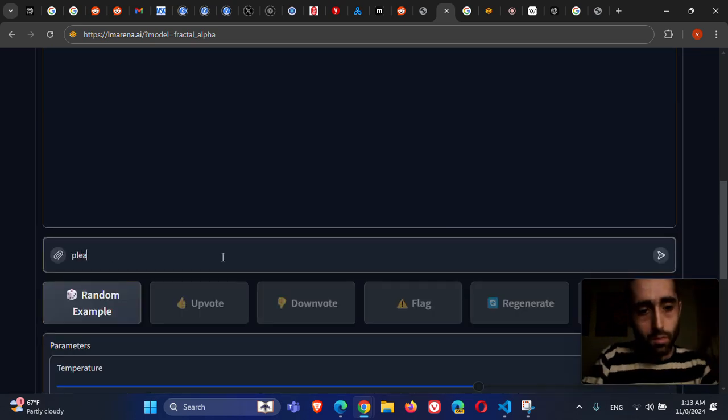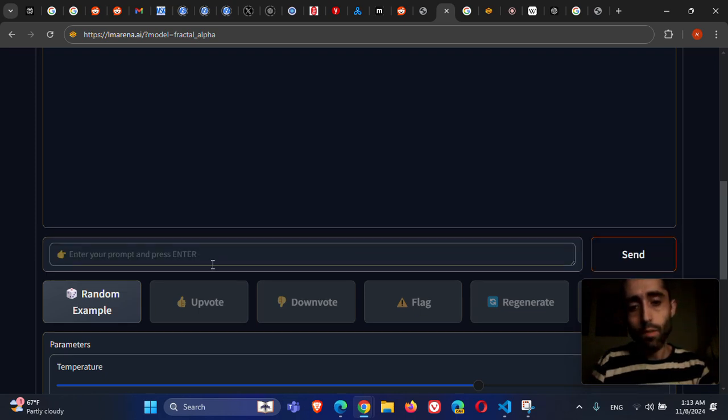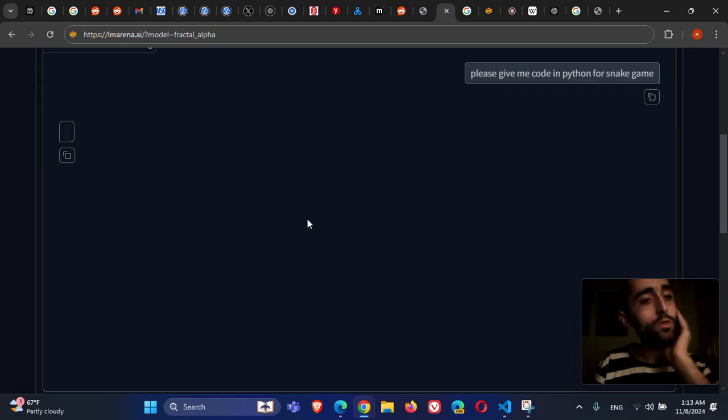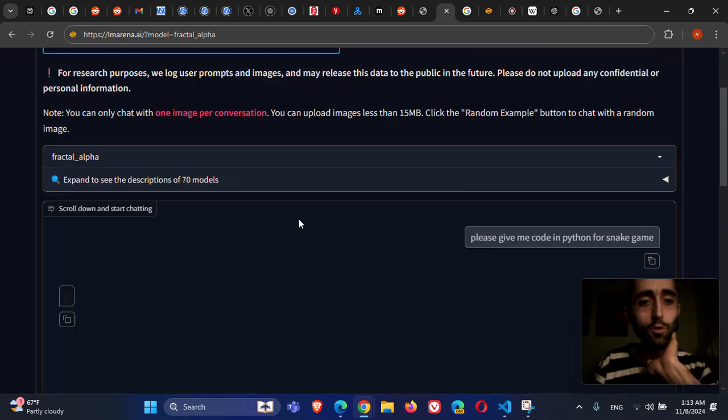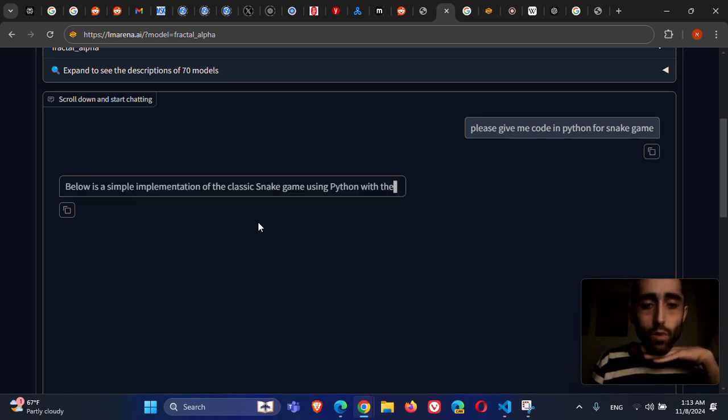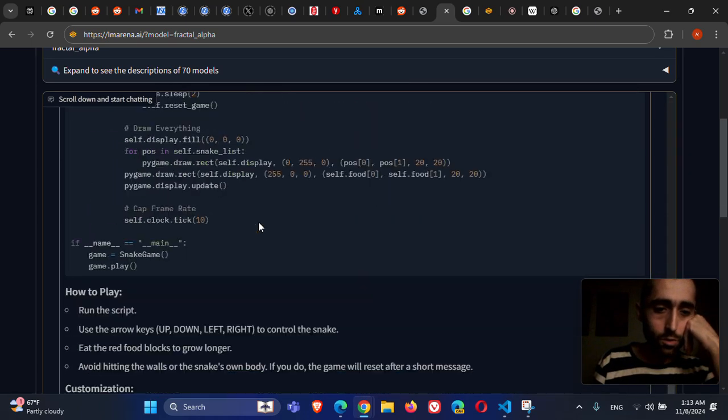So please give me code in Python for a snake game. Until it gives me the code, I'm not sure which model it is. I'm not sure where it is from. I saw this from Meta, but some other users got different answers. I'm not sure how many parameters there are, but let's look at the code. The code is not the best, but it's decent.